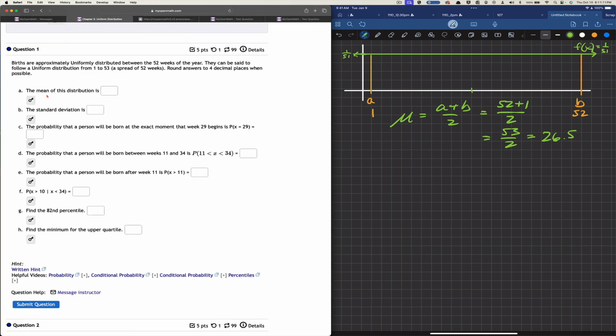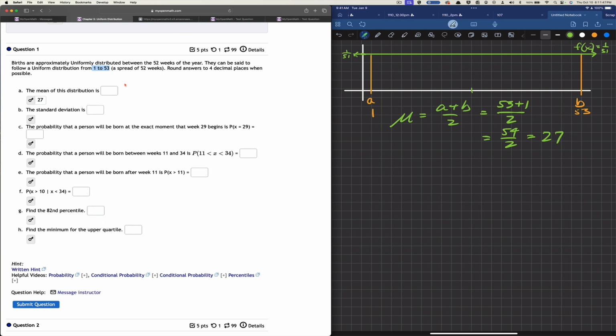So this is 26.5. They've seriously... Oh, I misread this. It goes from 1 to 53. And therefore it's 27. So let's go back and correct that. This is 53. Sorry about that. And that means this is 53. And this is 52. I'm sorry, 54. This is 53. This is 27 then. That's not very good.